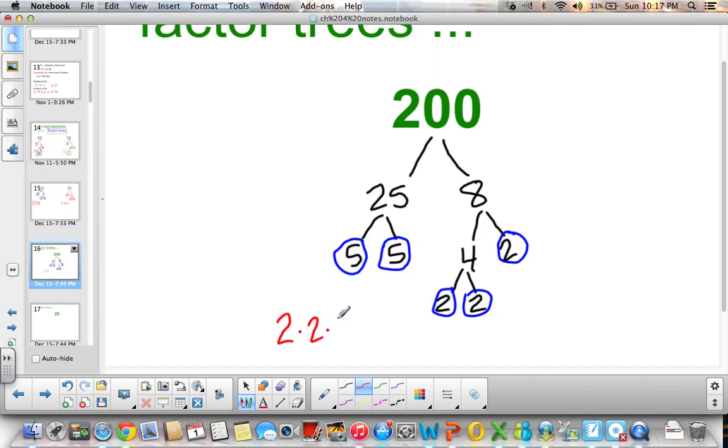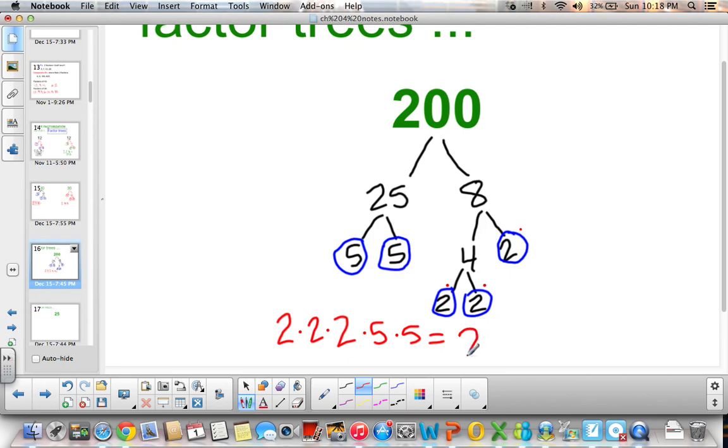I have 3 2's. And sometimes you'll have quite a few numbers. So if you want to do like a little dot to make sure that you get all the numbers or cross them out or whatever you want to do. So 2 times 2 times 2, and then we have 2 5's. And we're going to double check to make sure. So 2 times 2 is 4, times 2 is 8, times 5 is 40, and then 40 times 5 equals 200. So we know that it works.